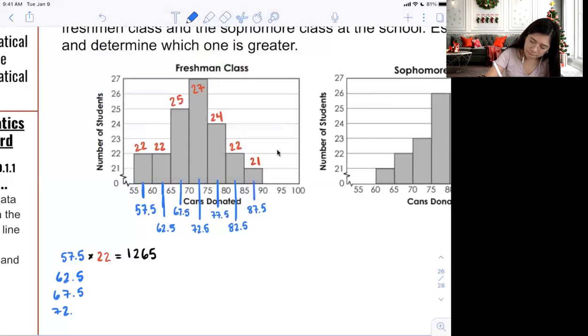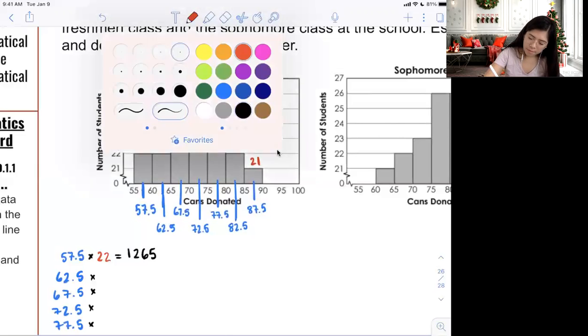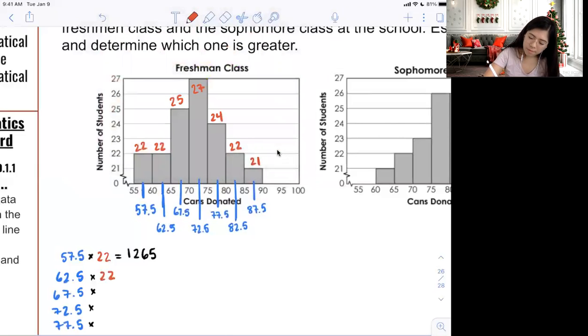We're multiplying all of them by 22? No, multiply it by whatever value. Oh, so 72.5 would be multiplied by 27? Yeah.